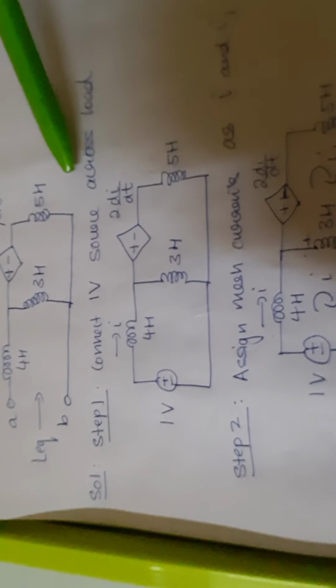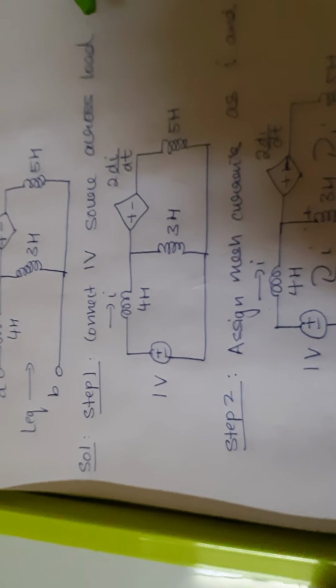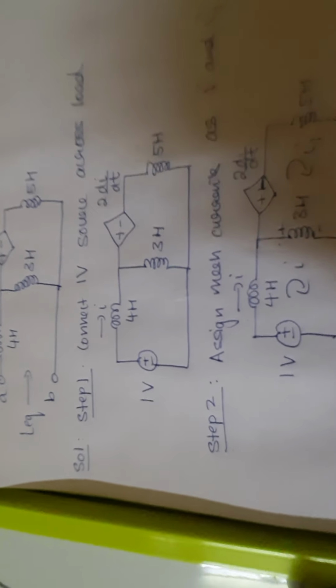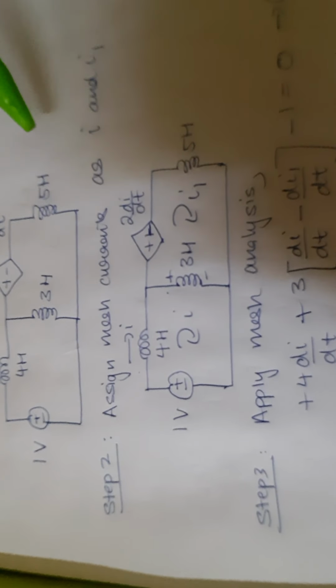Step 1, as usual, we connect the 1 volt source across the load. So I have connected the 1 volt source across the load and I have redrawn the whole network. Now since we can see that we can apply mesh analysis here, I will assign the mesh currents as I and I1 in the two meshes. So here I have assigned the currents as I and I1.